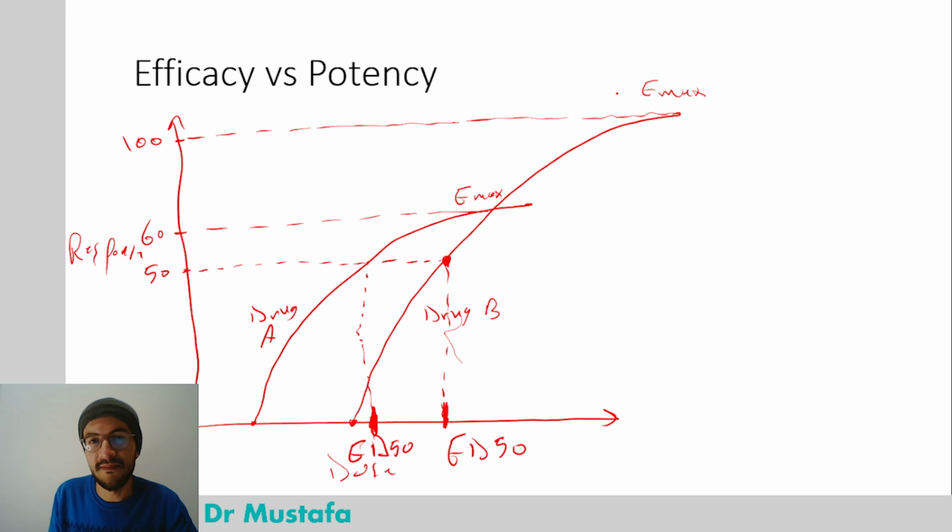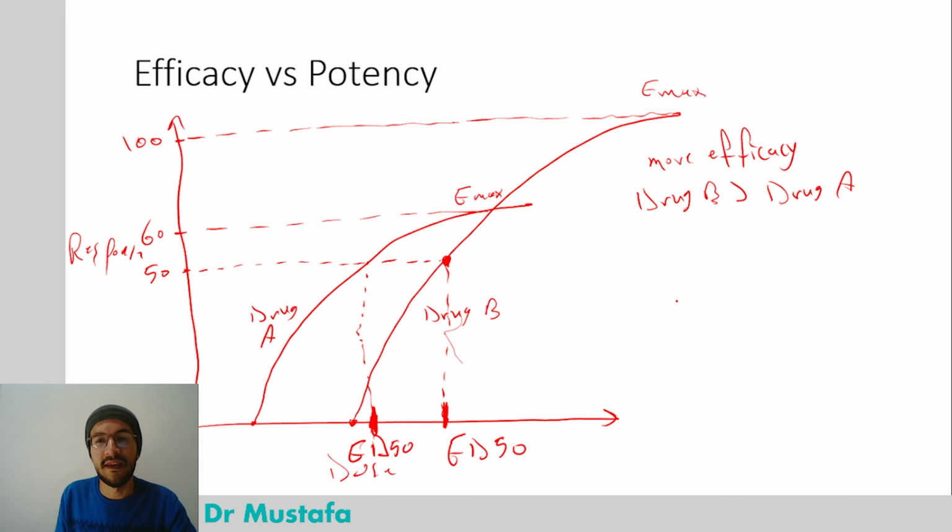Now regarding efficacy, drug B has achieved more effect than drug A. So drug B is more efficacious than drug A, while drug A is more potent than drug B. So that's regarding the potency.